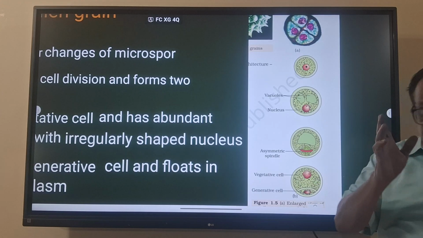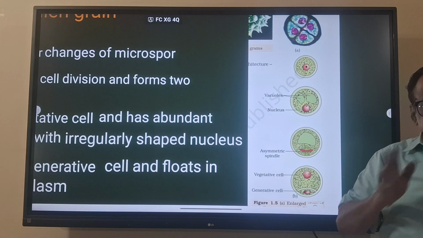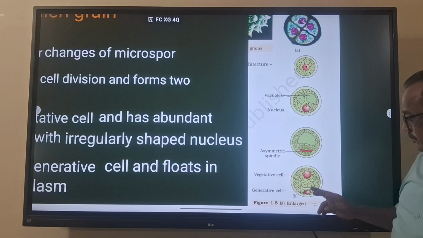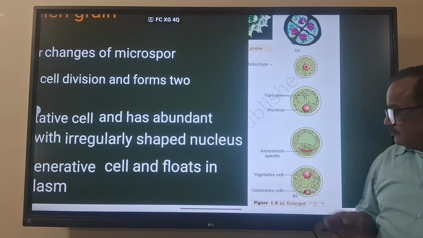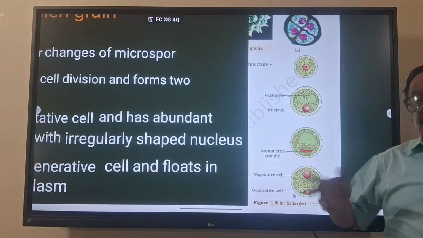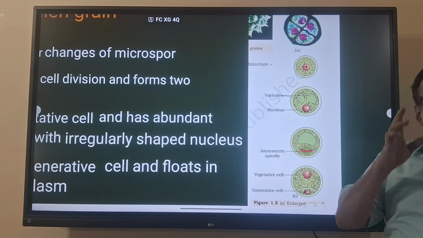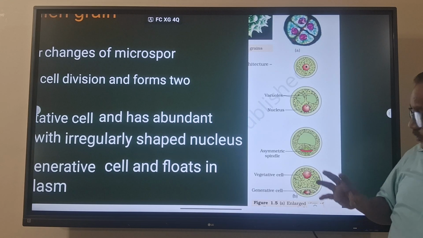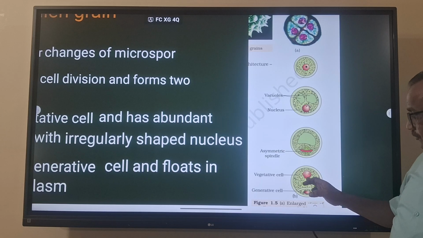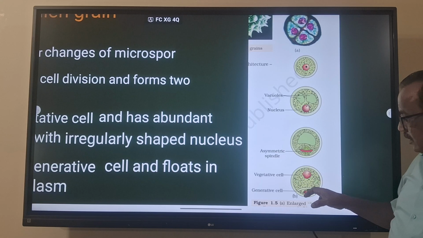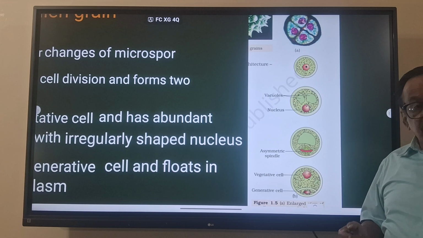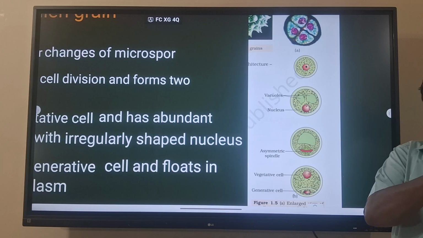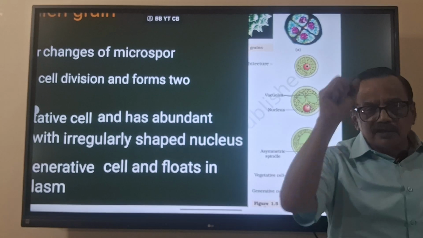That he has written in that book also. So it means it is on the surface, it is stretching, it is floating on that. So it used to float in the cytoplasm of the vegetative cell. Inside the vegetative cell, the generative cell is there. After mitotic division, the daughter cell used to be present inside the other cell. If you ask what it is, this is the thing.